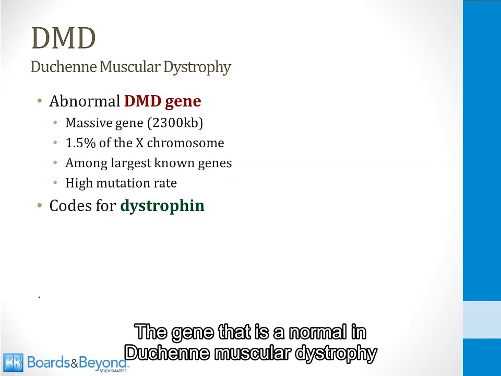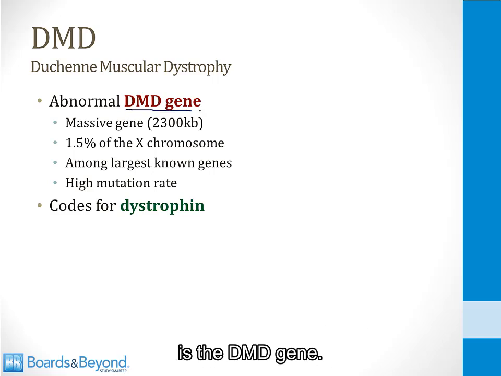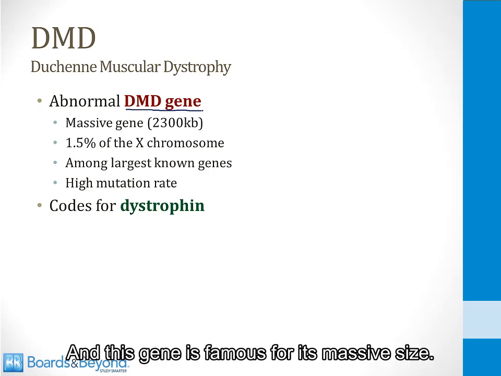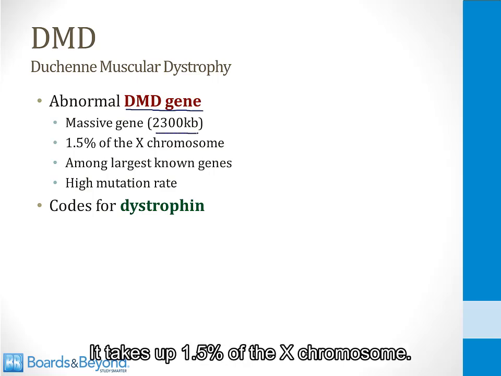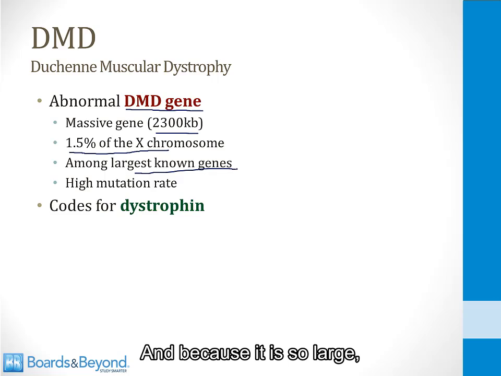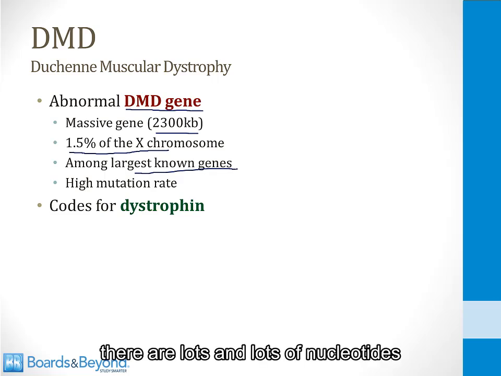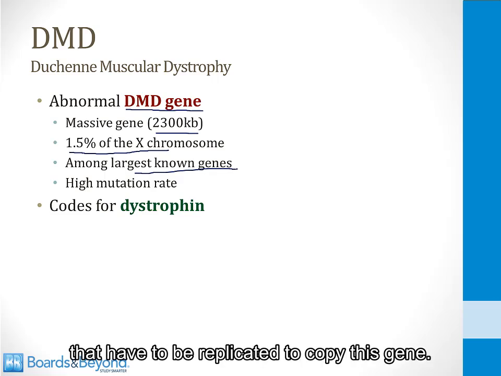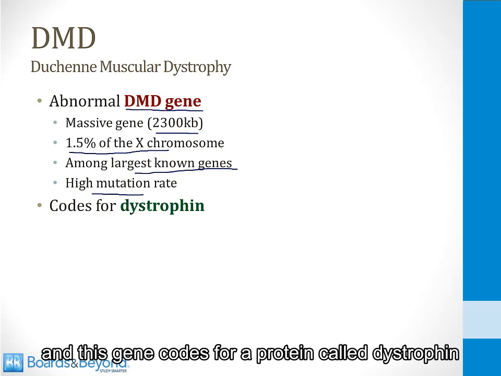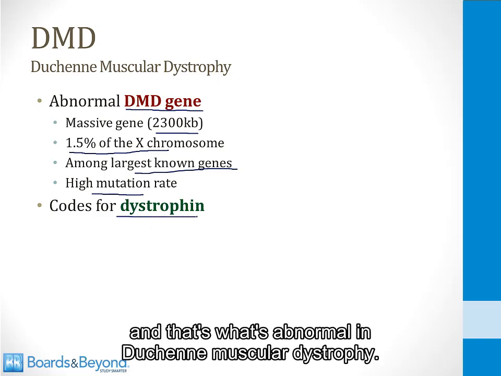The gene that is abnormal in Duchenne muscular dystrophy is the DMD gene. DMD stands for Duchenne muscular dystrophy. And this gene is famous for its massive size. It's 2,300 kilobases in size. It takes up 1.5% of the X chromosome. It is among the largest known genes. And because it is so large, there are lots and lots of nucleotides that have to be replicated to copy this gene, and therefore there is a high chance that a mutation will occur. And this gene codes for a protein called dystrophin, and that's what's abnormal in Duchenne muscular dystrophy.